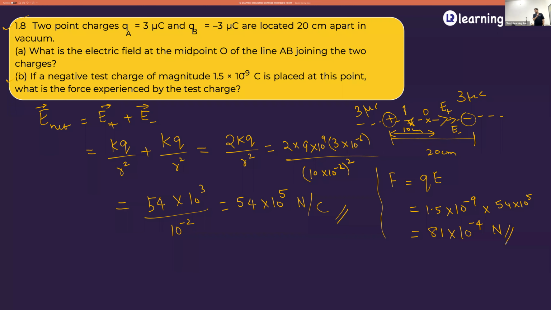So this is the magnitude, but it will experience a force in the leftward direction. In this scenario, it will experience it in the leftward direction. Had you taken positive sign here and negative sign here, it would have been the rightward direction. To put it very simple, it will experience a force in the direction opposite to the electric field. Okay.